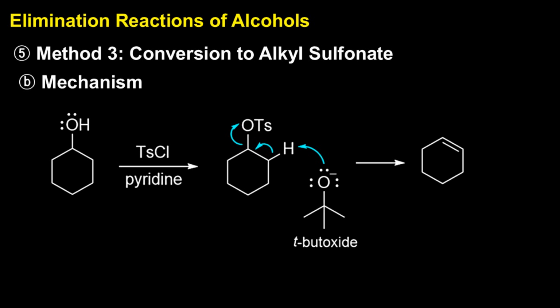And that wraps up our lesson on alcohol elimination. We've covered three major strategies: acid-catalyzed dehydration, POCl₃ with pyridine, and sulfonate formation, each with its own strengths and ideal use. Once you understand how each one works, you'll be able to choose the right method based on your starting alcohol and the product you need.